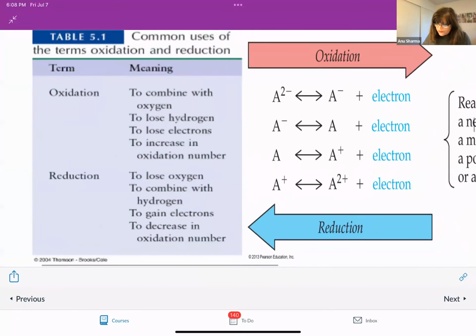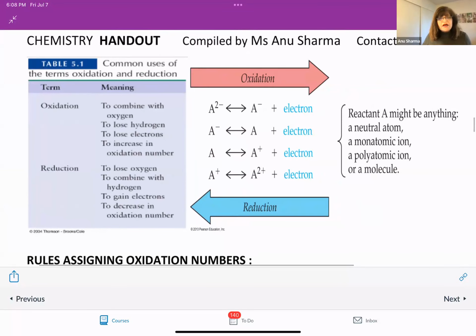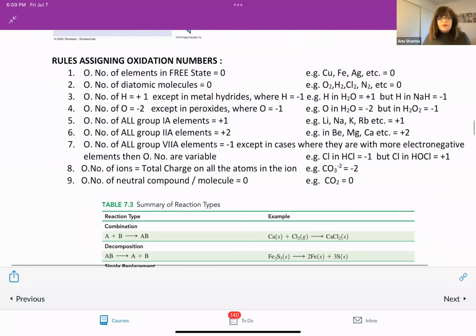It's all about the movement of electrons. Oxidation reduction, as we discussed in the lecture, is the bookkeeping of electrons: where the electrons are at one particular point in time, what they are doing, how many electrons are being lost or gained, and so forth. So these are the rules regarding the oxidation numbers.